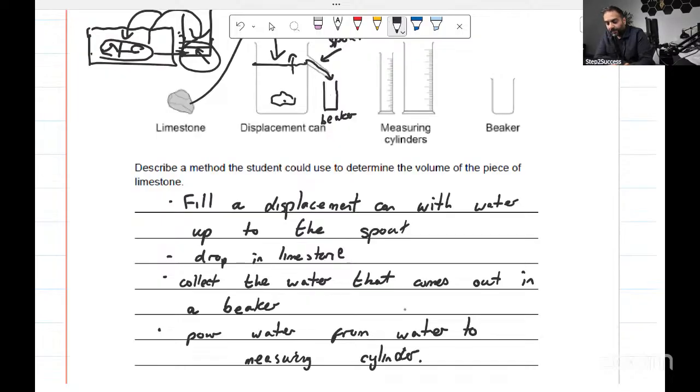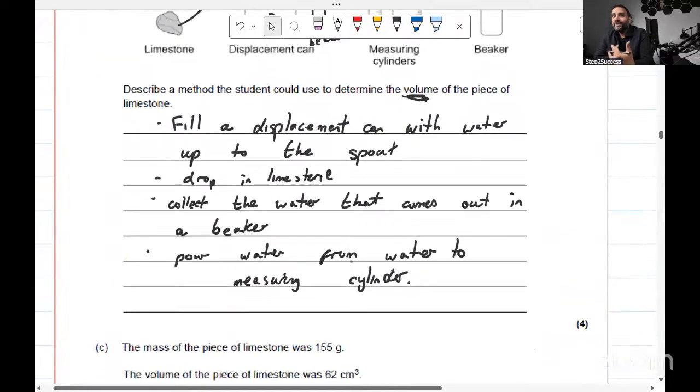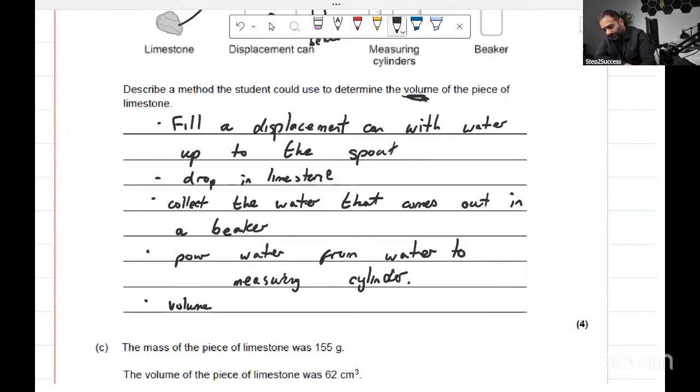Remember the point we're trying to do here is determine the volume of the limestone. Because we've now got some water in a measuring cylinder, it will tell us the volume of that water. And the volume of the water is the same as the volume of the limestone.